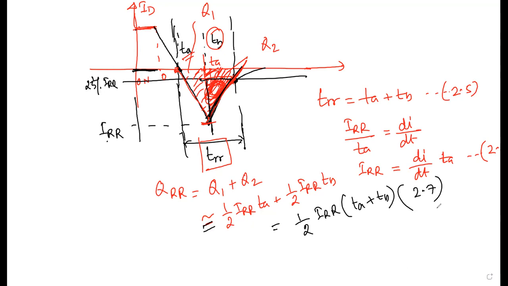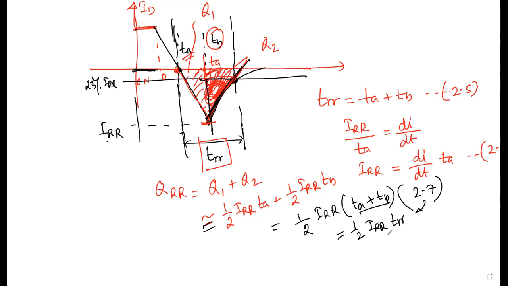Okay? Yes, sir. Is it not something following that e to the power minus x curve? Yes, but we are assuming, we don't want to make our life complex, so rather we take a straight line. Okay? Yes, sir. This TA plus TB will be TRR. So that is equation number 2.7.